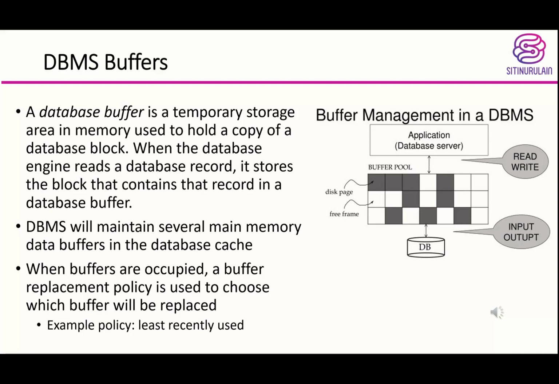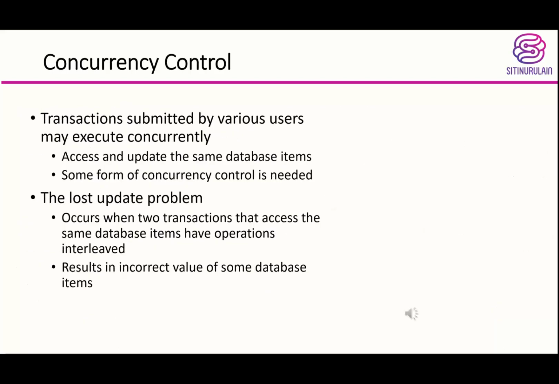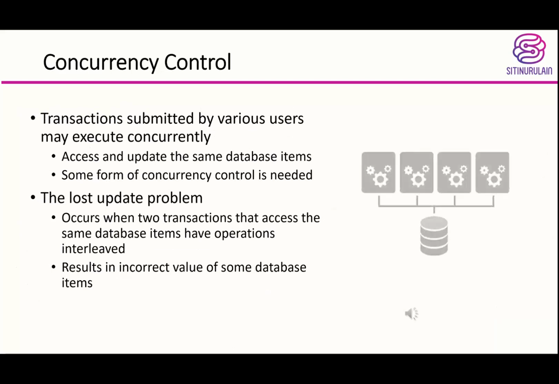Transactions submitted by various users may execute concurrently and access and update the same database items. Some form of concurrency control is needed. The lost update problem occurs when two transactions that access the same database items have operations interleaved, which results in an incorrect value of some database items.